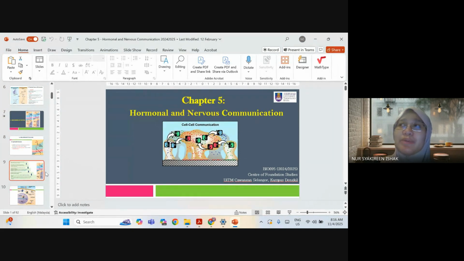Once it reaches the target cell, because it is lipid soluble, it can diffuse into the target cells. For this one, you have to take note that the receptor is located inside the cell. It can be located in the cytoplasm, or it can be located in the nucleus. The hormone binds to the receptor, causing the formation of a hormone receptor complex. If that complex is formed in the cytoplasm, it then travels into the nucleus.